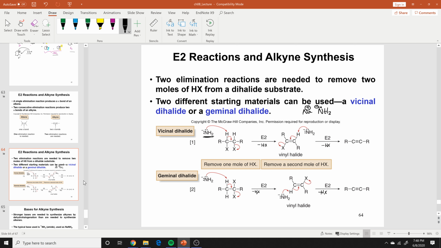So base is going to come take the beta hydrogen, form a triple bond, and the halogen is going to leave. I could stop at the vinyl halide, but in this case, I have to proceed with my product to be a triple bond. But if you don't want a triple bond, you could have stopped by simply adding just 1 mole of the sodium amide, and then you're going to end up getting your vinyl halide. We're going to do the same thing for the geminal halide, and this is how we make our triple bond.